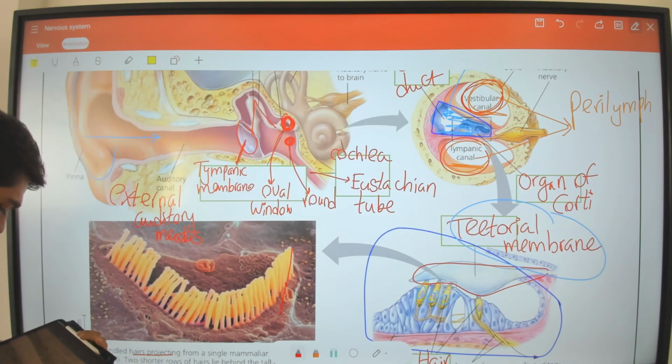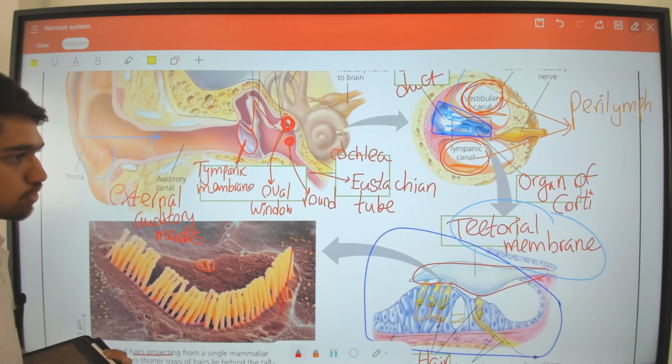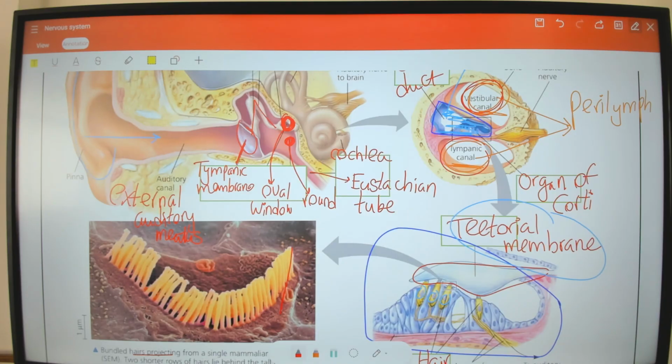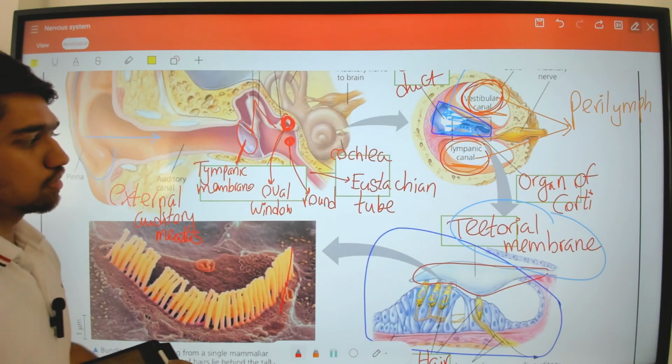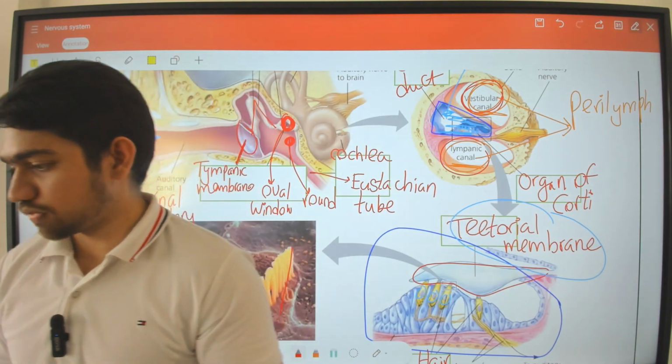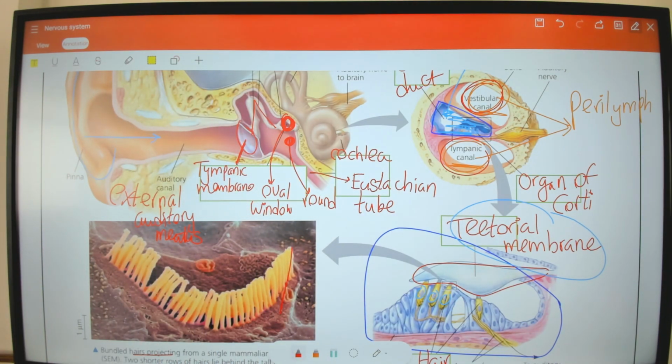The Eustachian tube maintains air pressure on both sides of the tympanic membrane at atmospheric pressure level. Okay, that is done by the Eustachian tube. That is a function of the Eustachian tube. Okay, clear? Any questions?